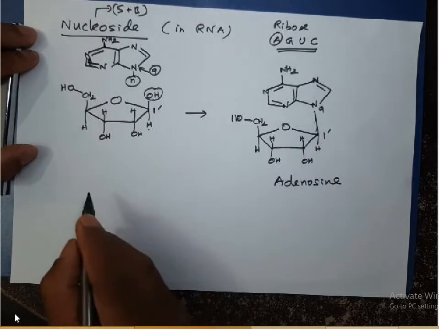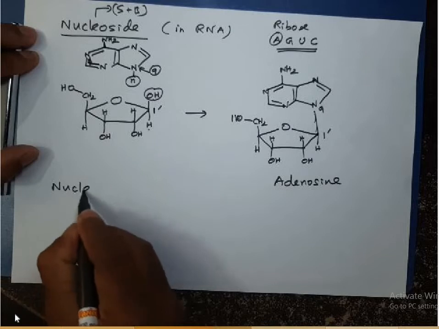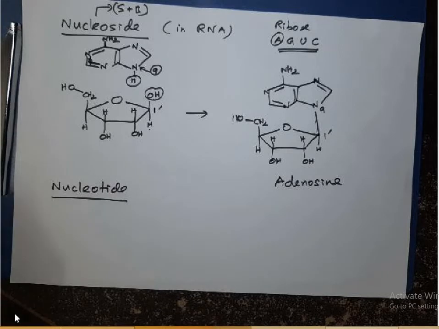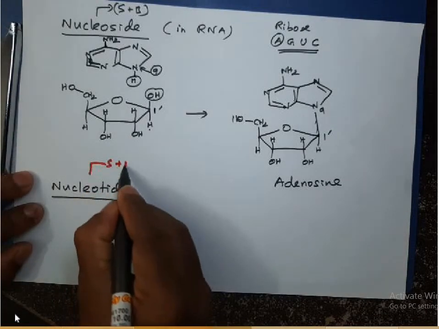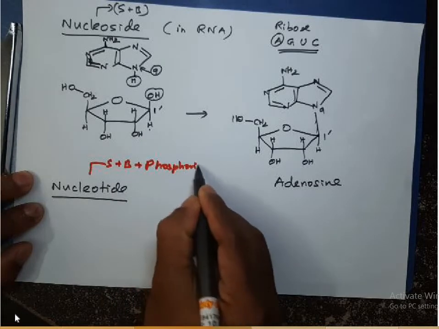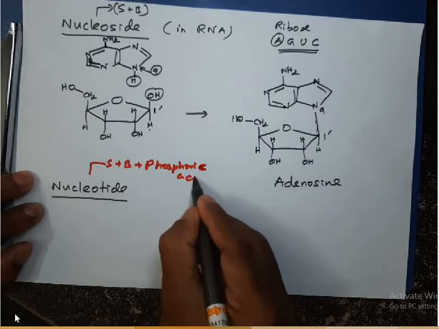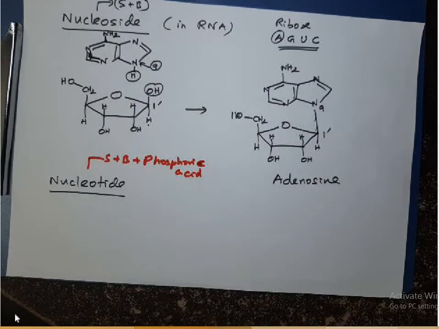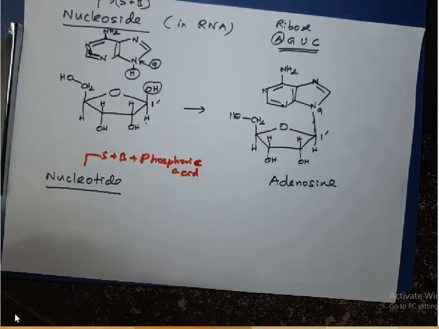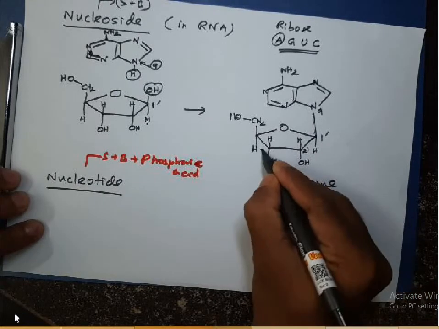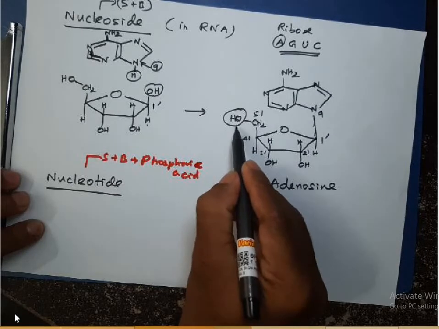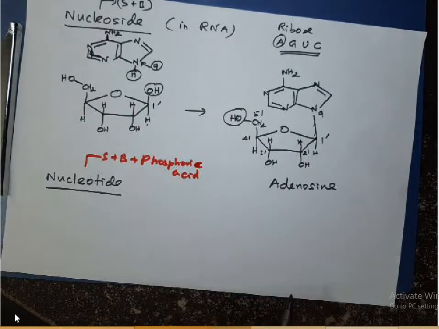Now I will write the structure of a nucleotide. What is nucleotide? Nucleotide contains 3 units. What are 3 units? Sugar plus base plus phosphoric acid. So what I'm going to do, I will take this nucleoside, and in 5' position, this is 1', 2', 3', 4', and this is 5' position. In 5' position, with this OH group, I am going to join a phosphoric acid unit.